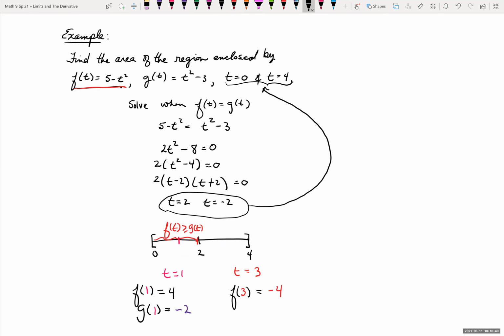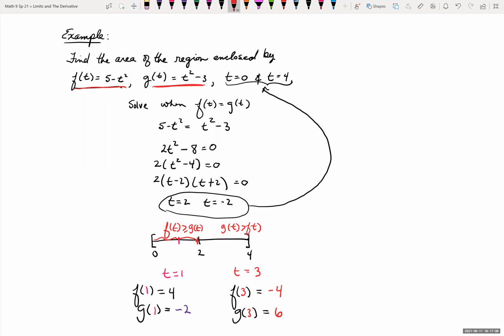So now let's look at g of 3. So if we plug in 3 into g of t, we have t squared is 9. 9 minus 3 is 6. So notice in this interval, our g of t value is bigger than our f of t.